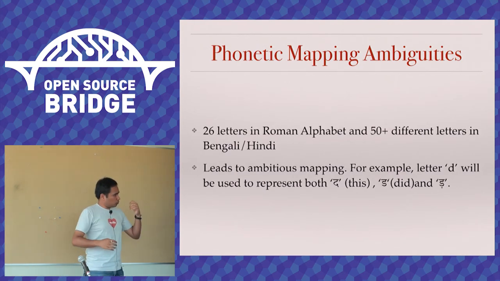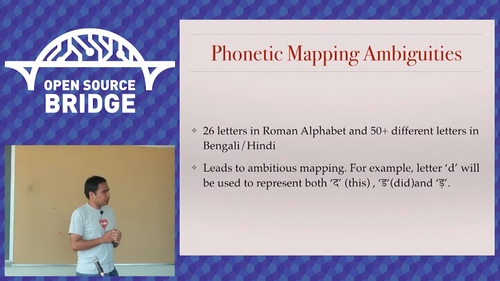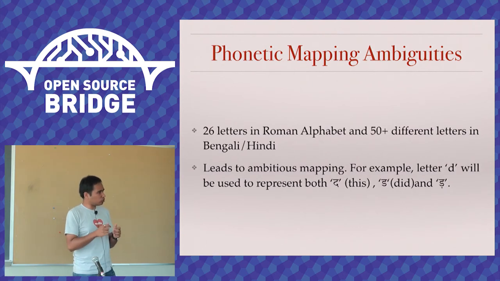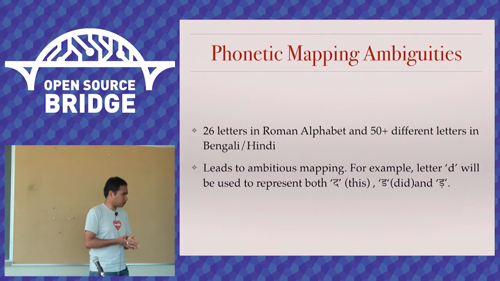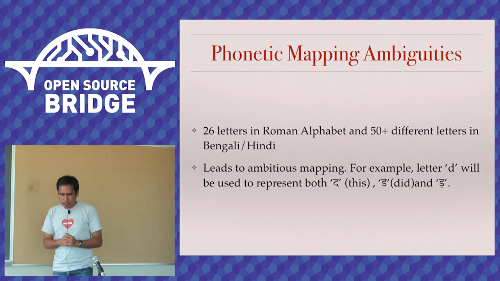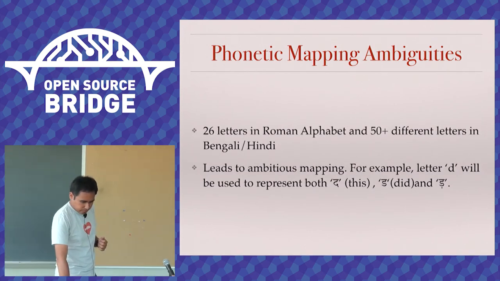But then again, the problem becomes that you can write it in a lot of different ways. The example I just told, Amra, I can write A-M-R-A. I can also write A-M-R-A-A. These two should provide me the same equivalent Bengali output. So that's the phonetic mapping ambiguity.